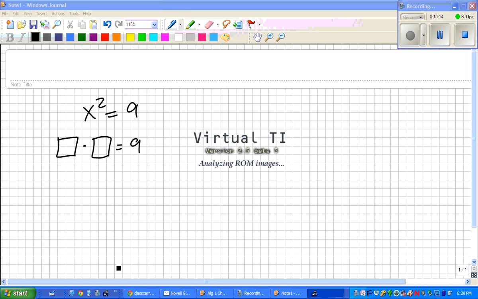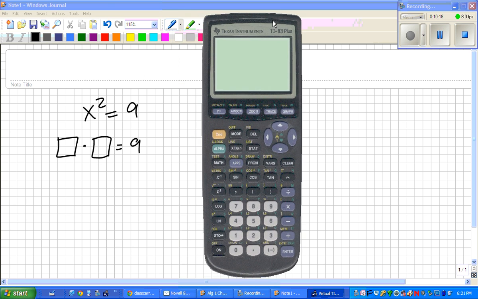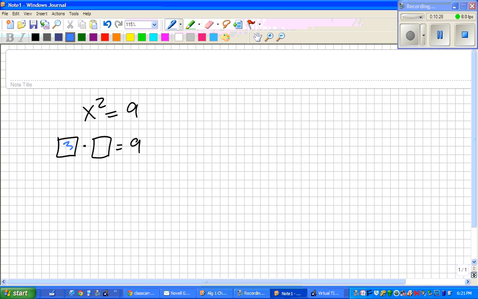Now, in your calculators, you might be like, well, I'm just going to use my calculator to do this. We know what the square root button is. It's that button right there. Square root of 9. Oh, it's 3. Well, that's because 3 times 3 equals 9. However, that's not the only answer. There's another number that multiplies by itself to give 9, and that's -3. So when we're doing this, there are two answers.